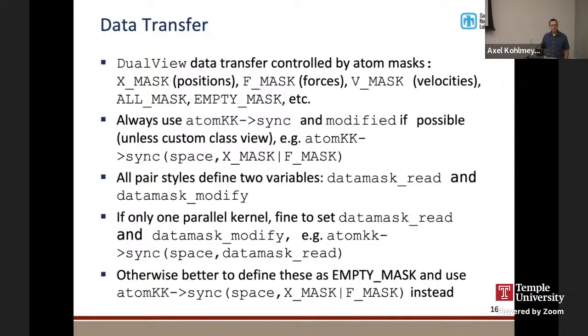So even if a pair style is not Kokkosized, can it set these masks so that Kokkos doesn't pull everything down? It can, and we do that in some cases, but generally, we haven't gone through all the pair styles. It just is default all mask, and then you can overwrite it. That could be an optimization, but it would also be a lot of work.